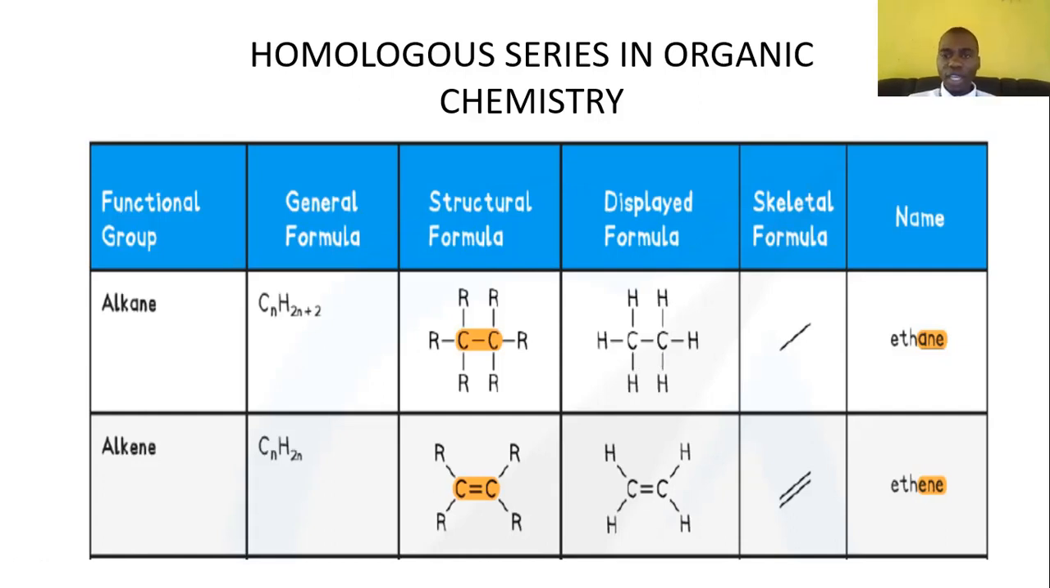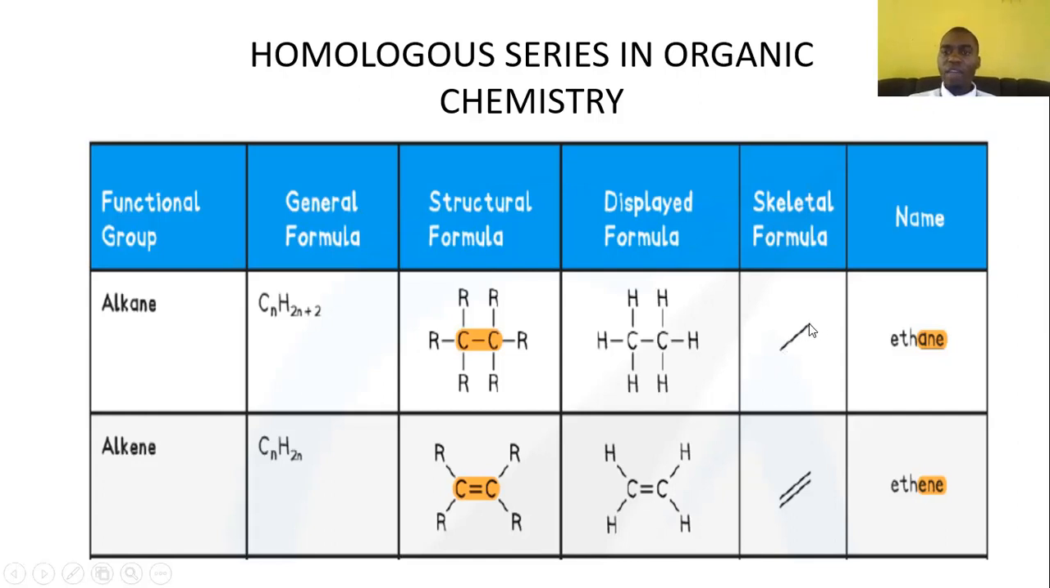Skeletal formula, this is just where we use the lines, okay? So on the skeletal formula here, we're just going to use the lines. Now, when you draw a line like this one, what it simply means is, at the far end of the line there is a C. Then also here, on this side, there is a C. So this is a C and this is a C.